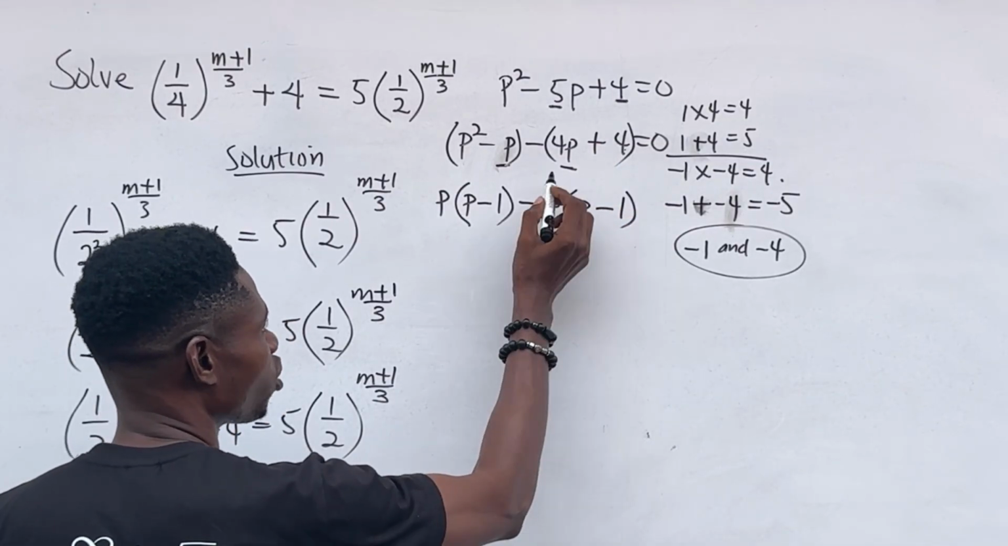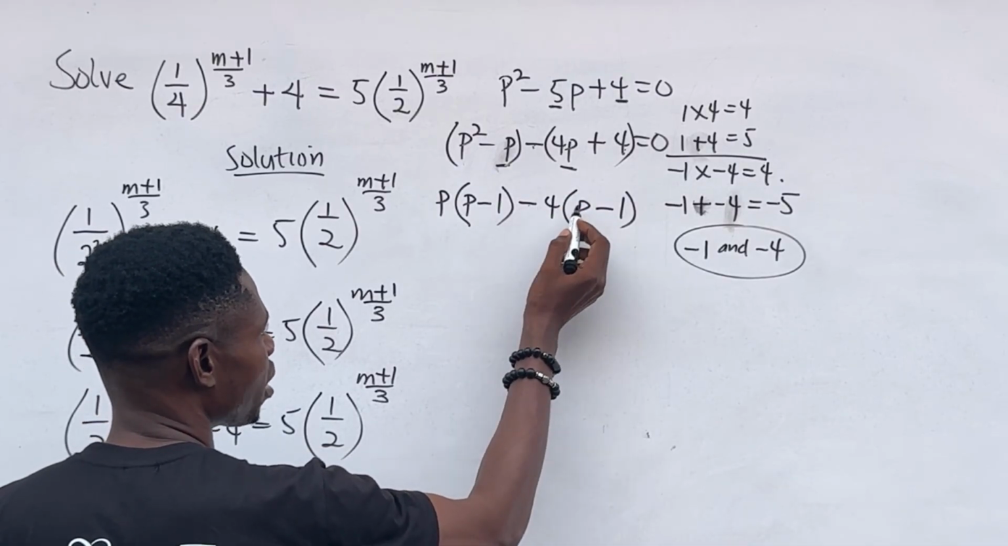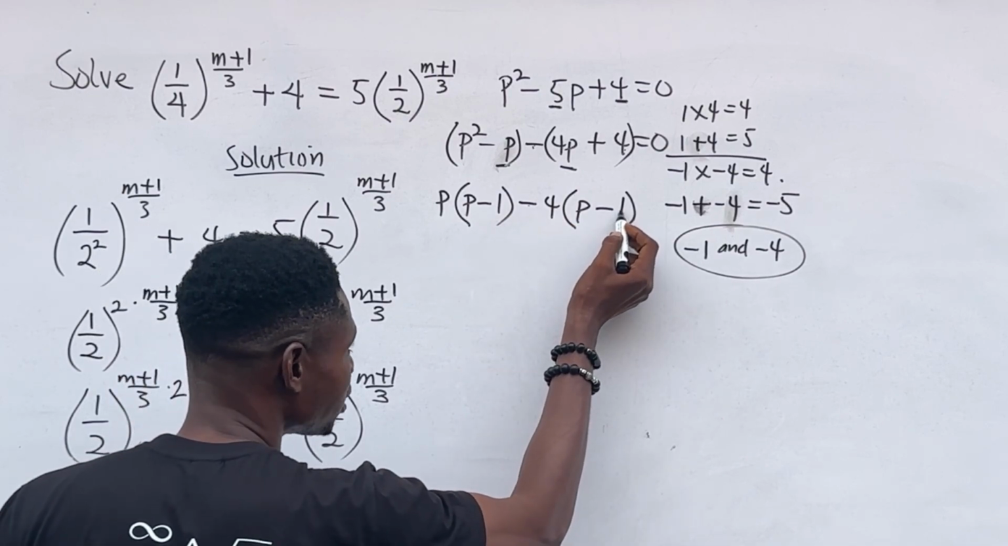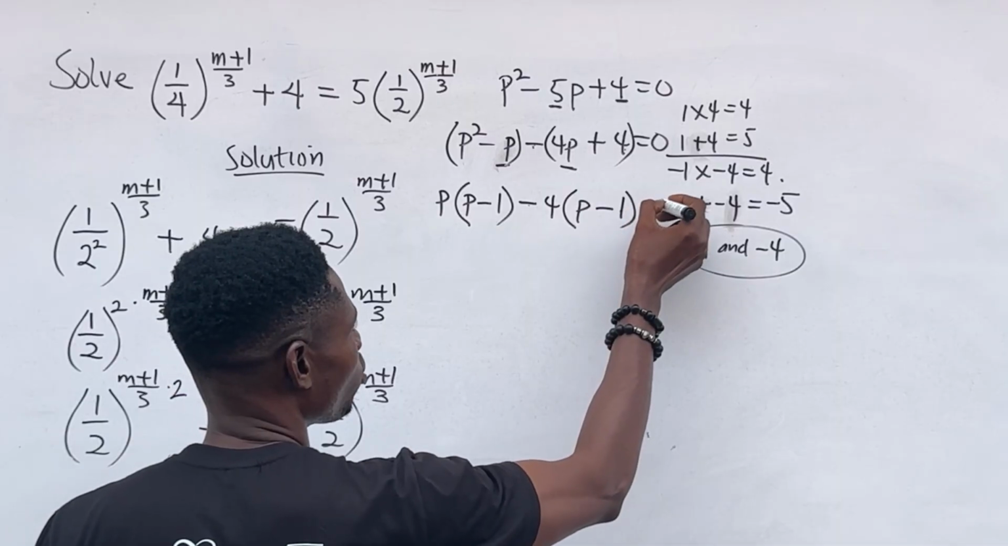Now why are we using a minus? Because this is negative. In fact, if you expand, minus 4 multiplied by p, that's minus 4p. Minus 4 multiplied by minus 1 will give you plus 4. So everything is fine, equal to 0.